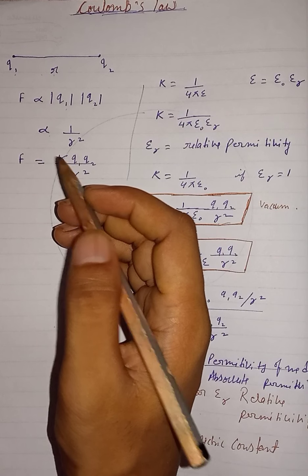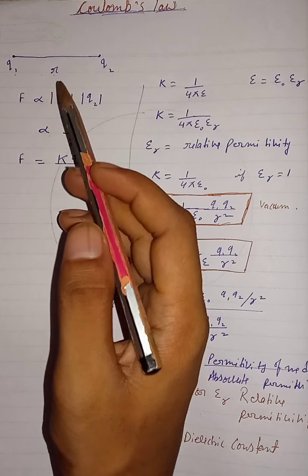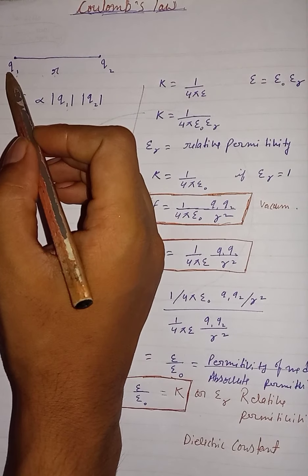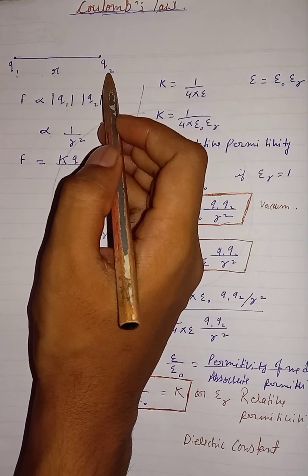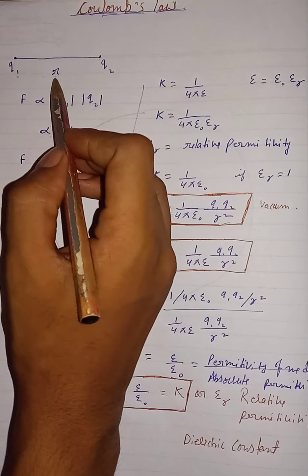Let's start the derivation of Coulomb's law. First, we consider two point charges. The first point charge is Q1 and the second point charge is Q2, and the separation between them is R.